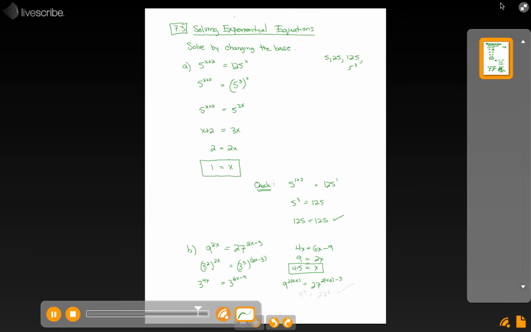And you'll end up with 9 to the 9 on the left side, 27 to the 6 on the other side. Gigantic numbers, but if you punch them into your calculator, you'll find that they're the same gigantic number, which is what matters. And we have an answer of 4.5 or 9 over 2, which satisfies the equation.